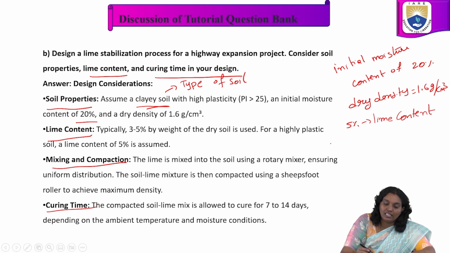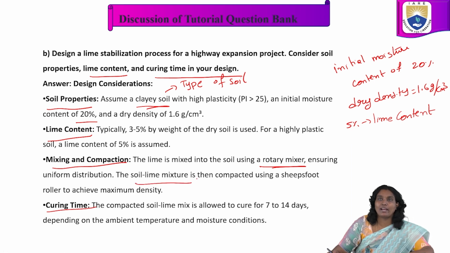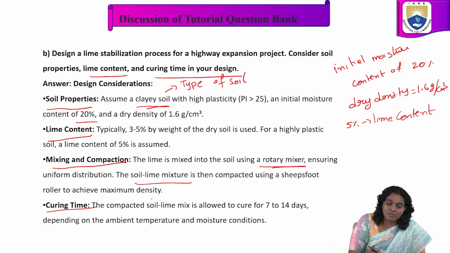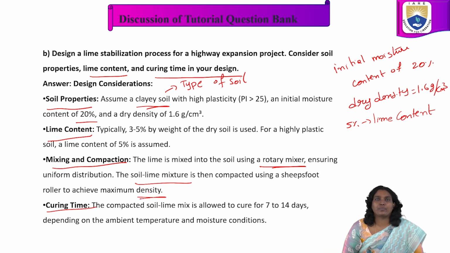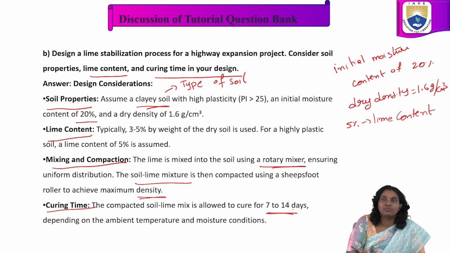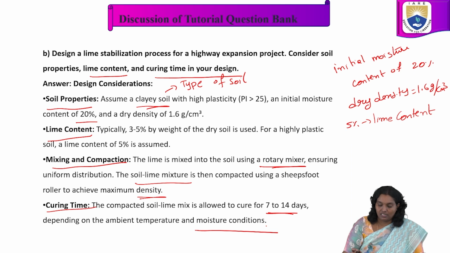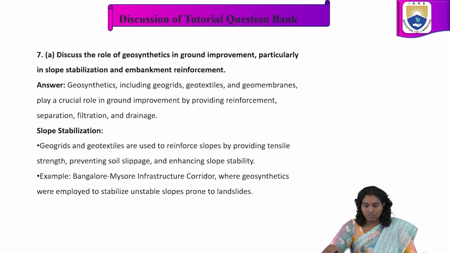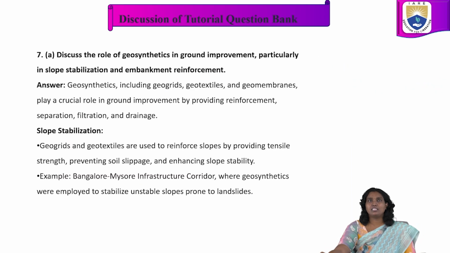Mixing and compaction: the lime is mixed with soil using a rotary mixer, ensuring uniform distribution. The soil-lime mixture is then compacted using a sheepsfoot roller to achieve maximum density. Curing time: the compacted soil-lime mix is allowed to cure for 7 to 14 days depending on the ambient temperature and moisture conditions. So these are the things we are going to design for this process.